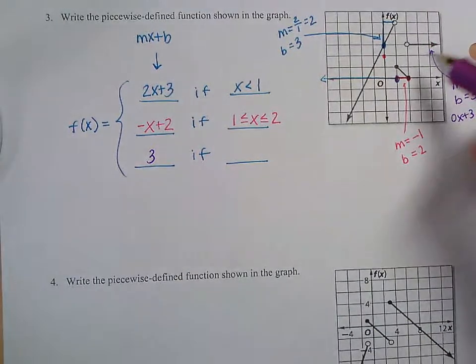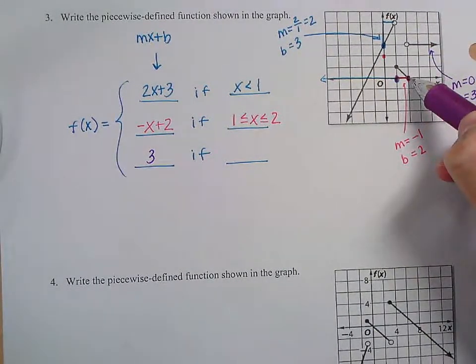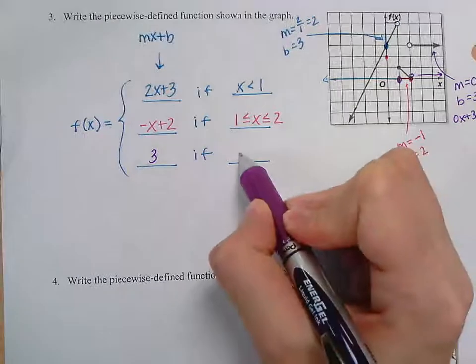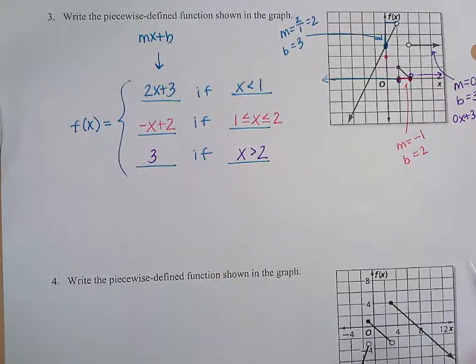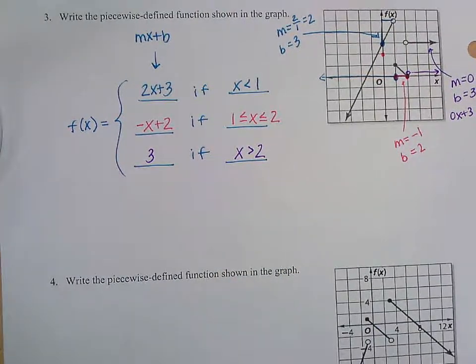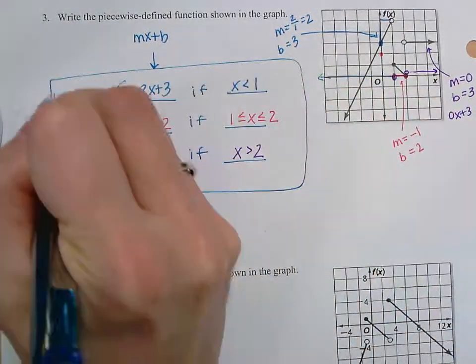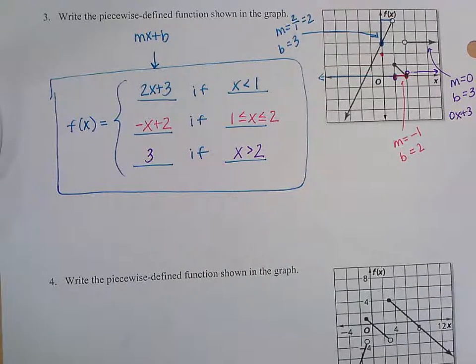And then the domain, if I were to bring this down, it's at the x value 2, but it's not included, and then everything bigger than that. So the x values would be strictly greater than 2. And this is your answer. That is the function that is graphed.